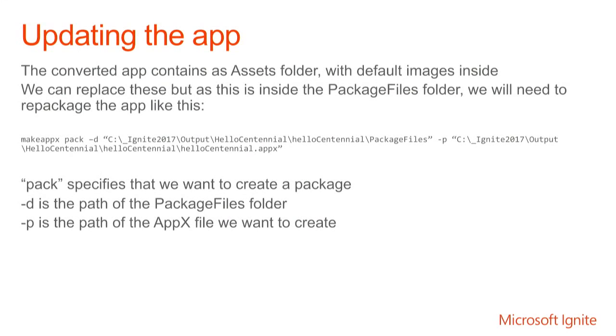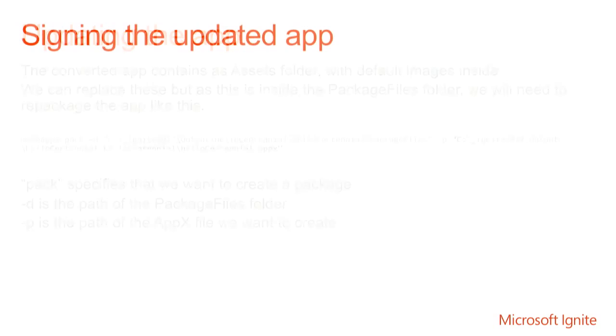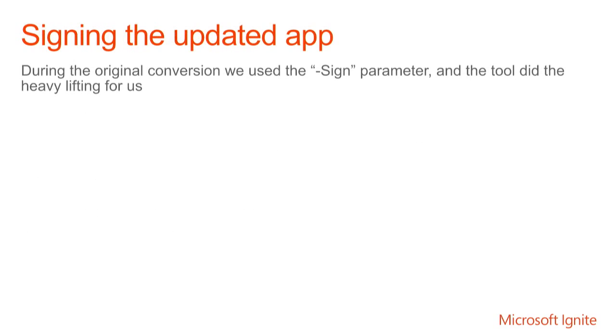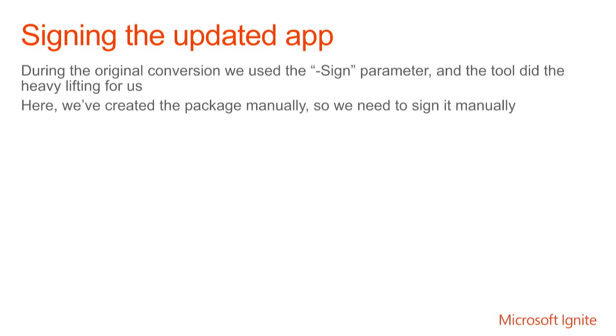Now, once you've repackaged your AppX installation file like that, if you try and install it, then you'll hit some security issues again, like we did just now. That's because when we did the original conversion, that -sign parameter, that had to be the right case, did some of the heavy lifting. That auto-generated the certificate, and it used that certificate to sign the AppX file without us really needing to do anything else. This time around, we'll have recreated the package manually, regenerated the AppX manually, so we've got to go and re-sign it manually.